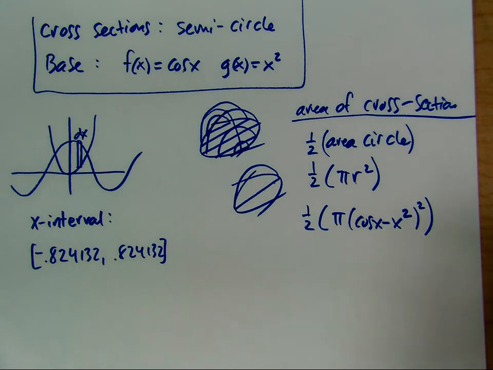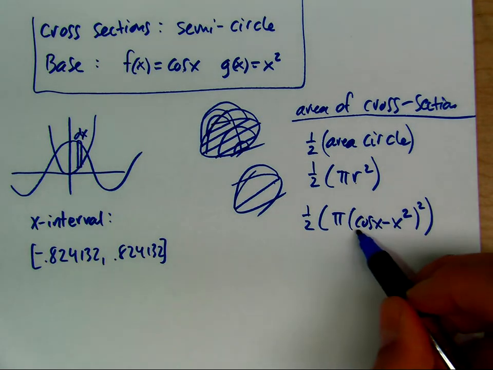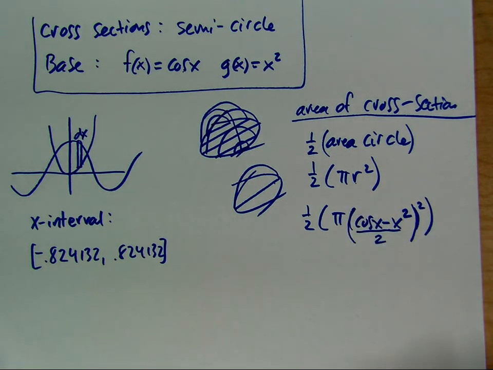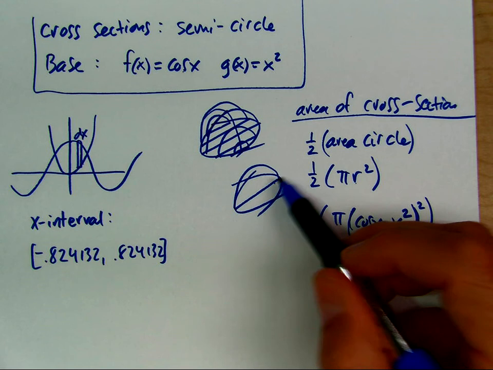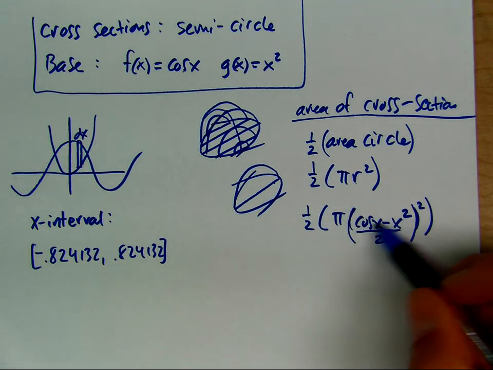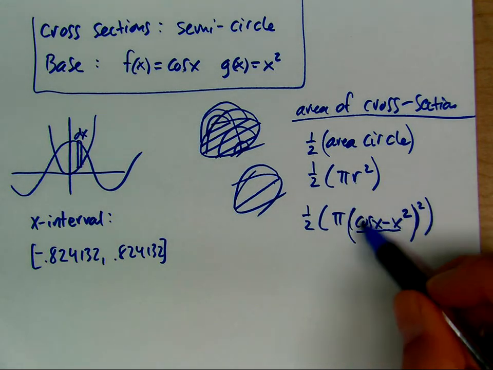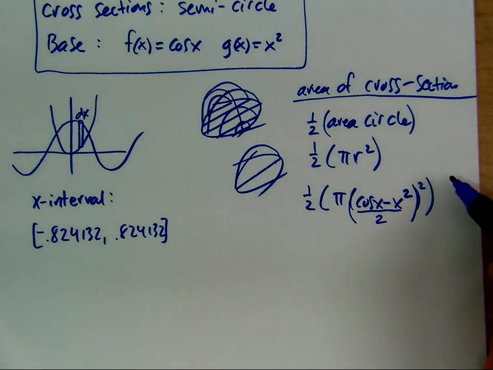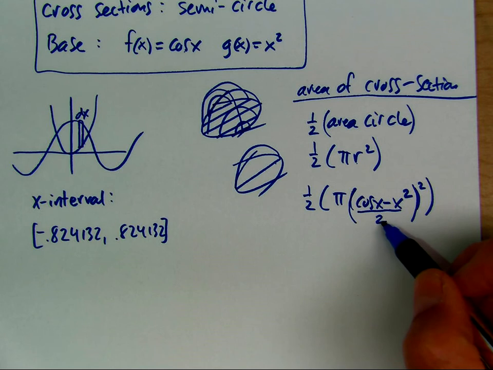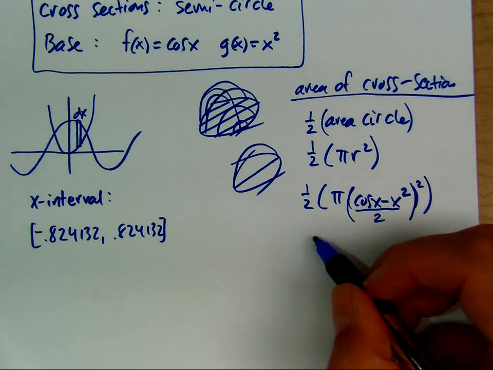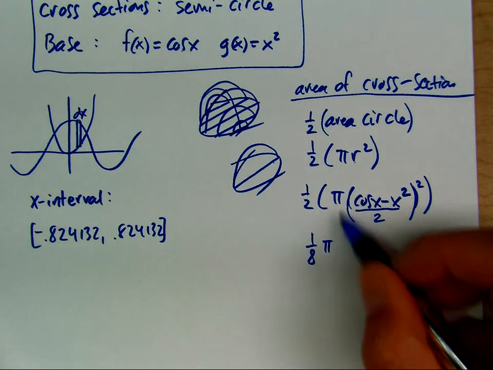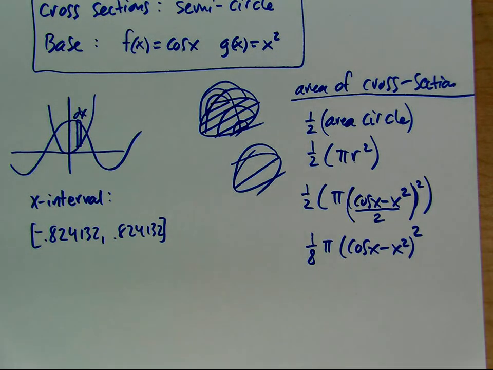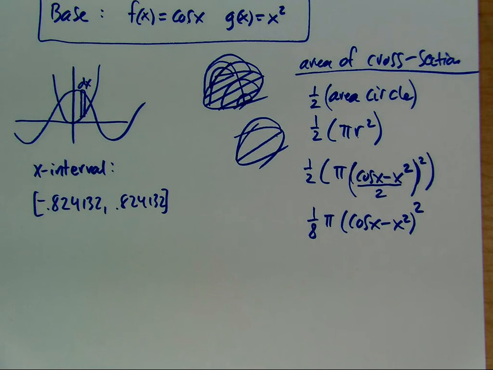And we need to take half of that, because top minus bottom is the diameter. We need the radius, so it's diameter divided by 2, squared. Then if we simplify that, we're going to square the 2. It's a 4 times 2, so 1/8. Pi stays the same, and then we have cosine minus x squared, squared. So that's the area of a cross section.